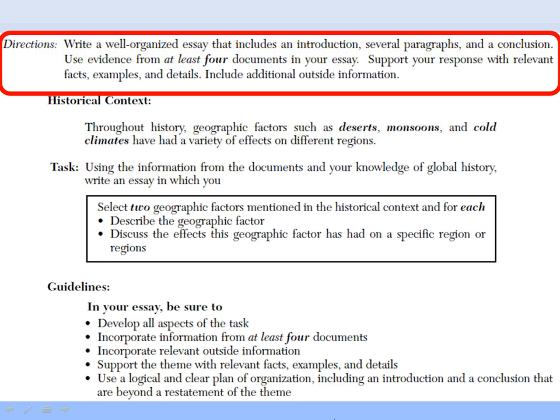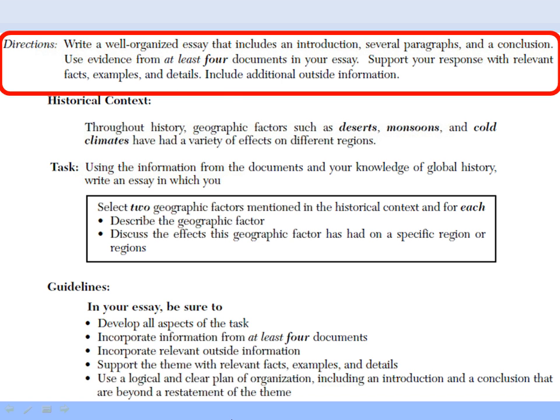Now, highlighted here in red are the directions for the essay part. And it says, write a well-organized essay that includes an introduction, several paragraphs, and a conclusion. Use evidence from at least 4 documents in your essay. Support your response with relevant facts, examples, and details, and include additional outside information. There it tells you how many documents you need. You needed to use at least 4.